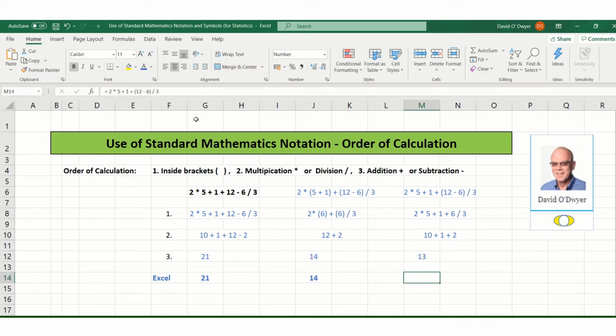And again, checking the same formula here in the formula bar in Excel should give us the same answer, and it does. So we have basically calculated all three equations using the set of rules.